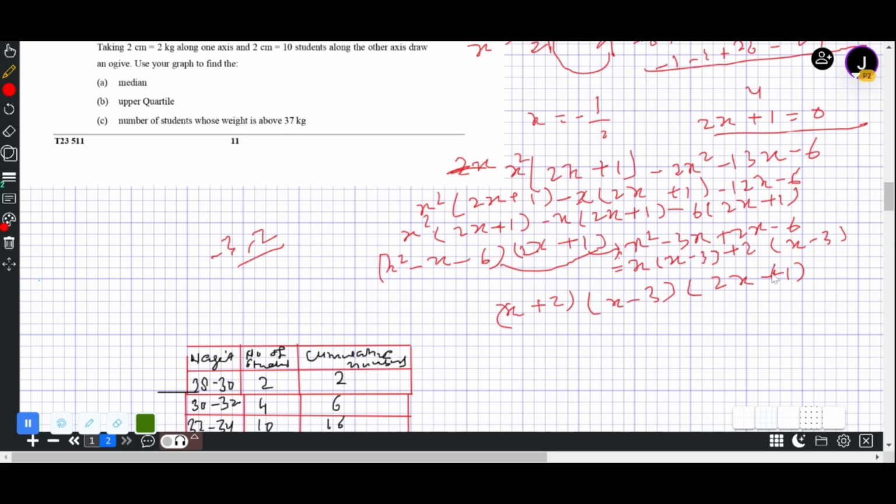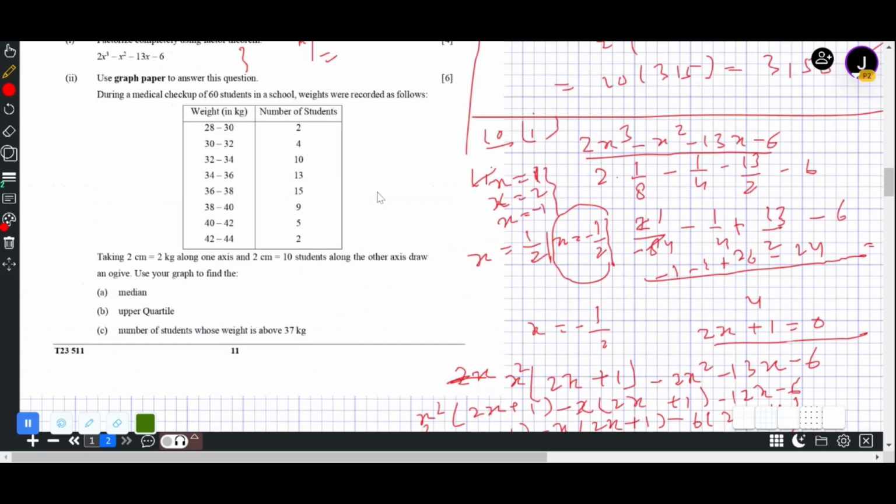Now, next question is, use graph paper to answer this question. During medical checkup of 60 students in a school, weights were recorded as follows. Weight 28 to 30 number of students, 30 to 32 number of students, and what we have to do is draw an ogive. Drawing the ogive at 2 cm is 2 kg along one axis, 2 cm is 10 students along the other axis. You have to use the graph to find these three questions A, B, C.